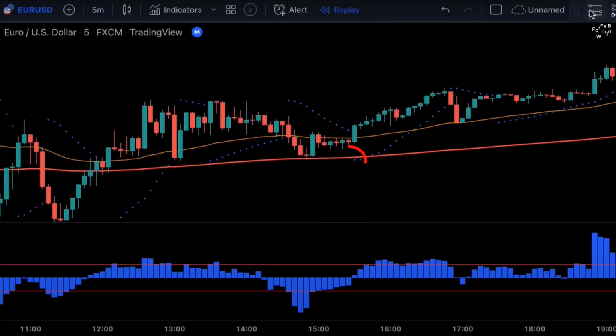Again, if we look at the parabolic indicator, then we can see that the indicator points have shifted from top to bottom. That means now the points are down and the candle is up. That means the market is signaling an uptrend.